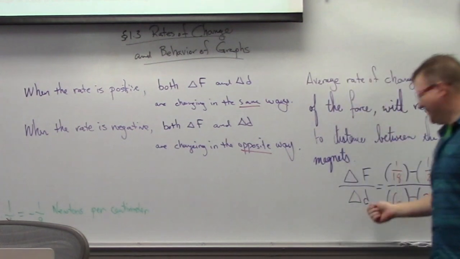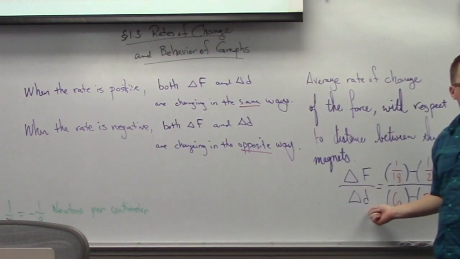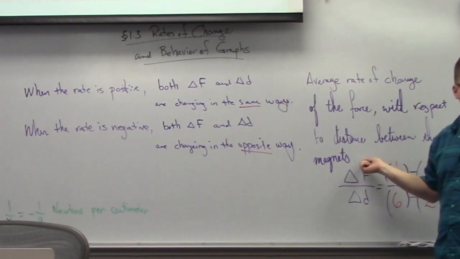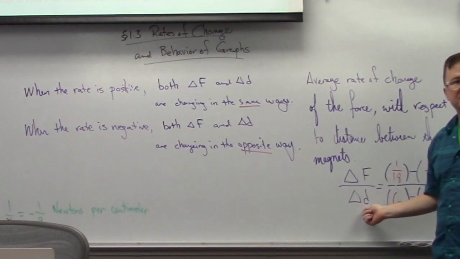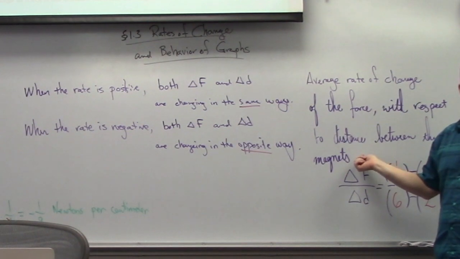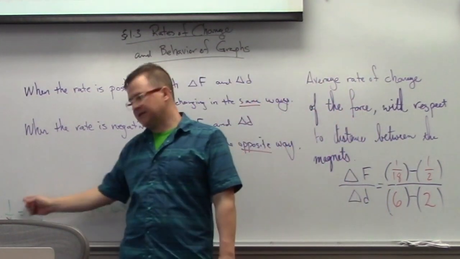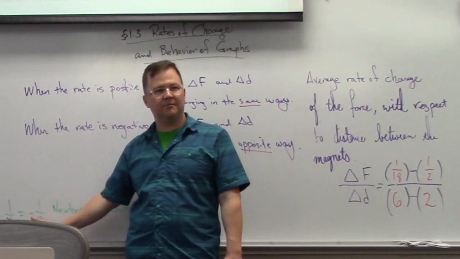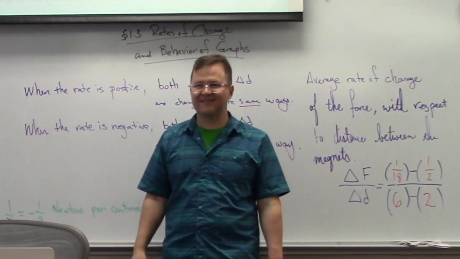if I increase the distance between the magnets, then that's going to decrease the force. And vice versa. If I was to decrease the distance, that would increase the force. Does that make sense? So I like to ask these interpretation questions, like that negative is almost more important than the 1/9 itself.